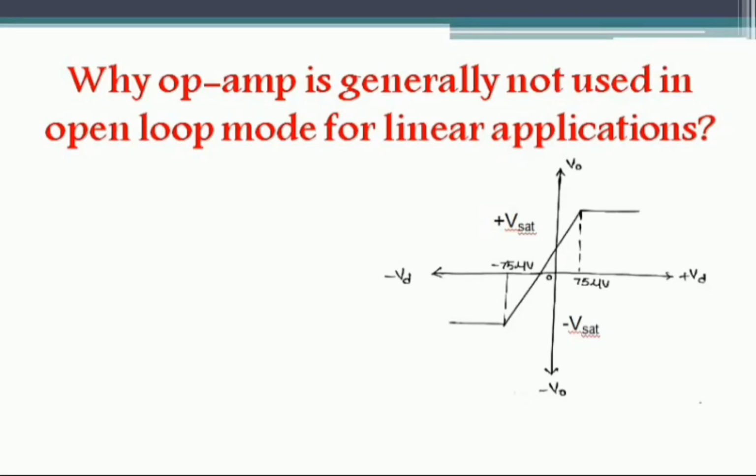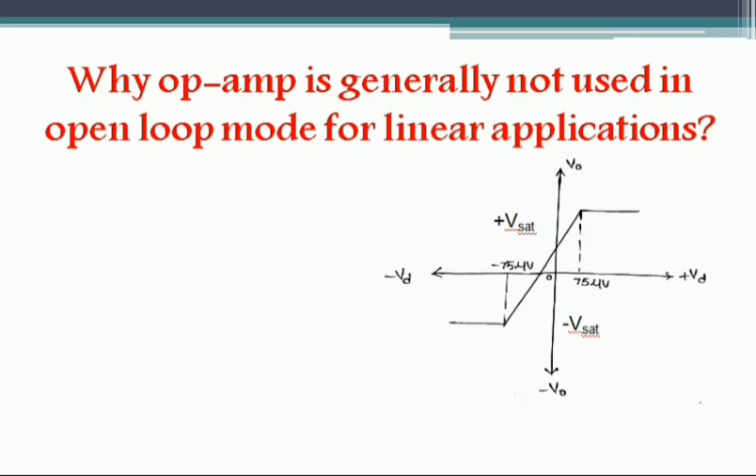Hi everyone. In the previous videos, we have seen how to draw the voltage transfer characteristic curve of an operational amplifier and what are the modes of op amp, and also in detail we have seen what is the open loop mode of op amp. Now in this video we are going to see why the op amp in the open loop mode is not used for linear applications.